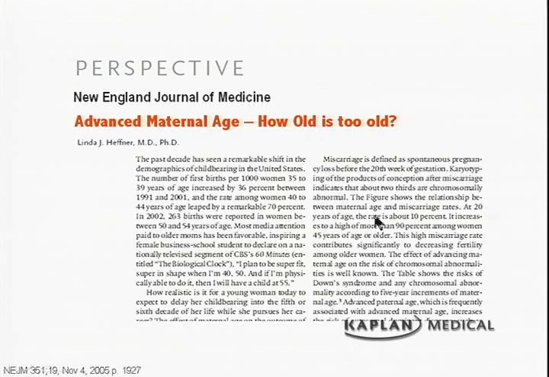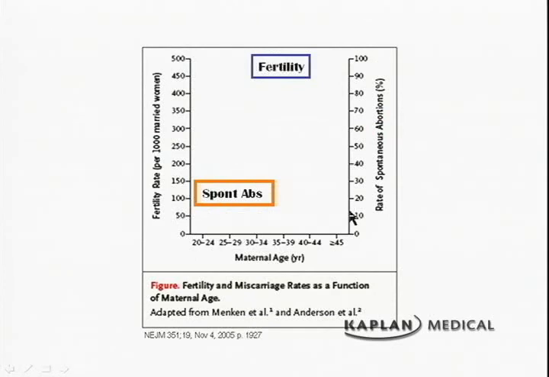This is an article from the New England Journal of Medicine, "How Old is Too Old for AMA." And this is the figure that was shown. We're going to look at the likelihood of fertility and the likelihood of spontaneous pregnancy loss as a function of maternal age. And you can see that with advancing maternal age, fertility declines and the risk of pregnancy loss goes up.